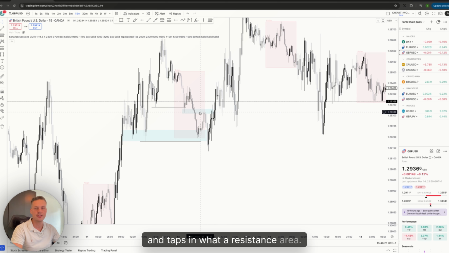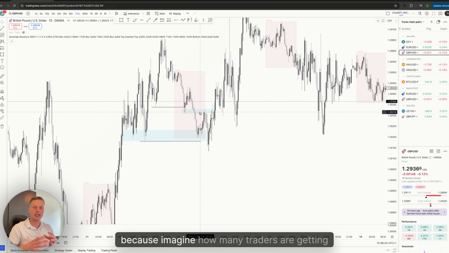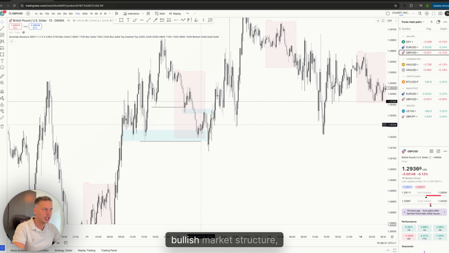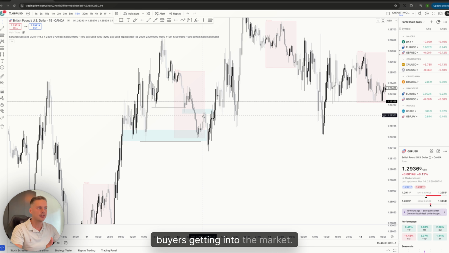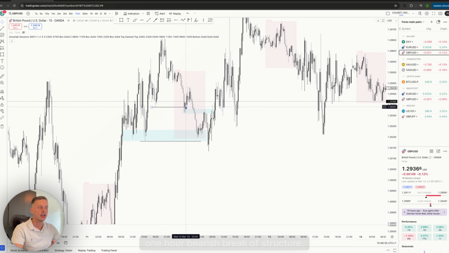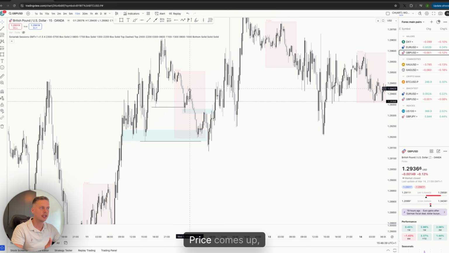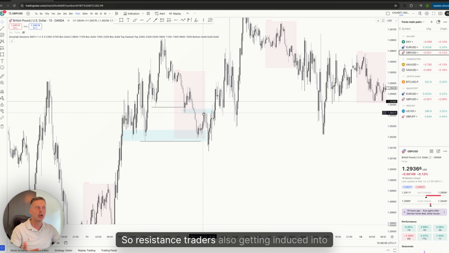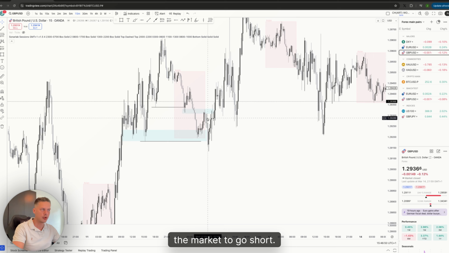A resistance area. And now things are getting way more interesting, because imagine how many traders are getting induced currently, right? We see bullish market structure, buyers getting into the market. We had that early 1 hour bearish break of structure, sellers getting into the market. Price comes up, creates a new bearish range, creates a support and resistance flip. So resistance traders also getting induced into the market to go short.